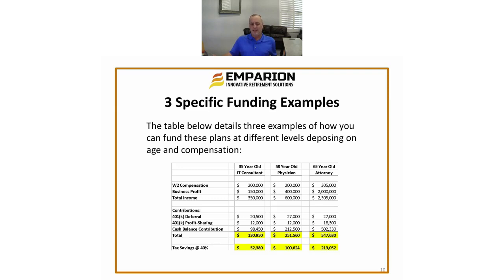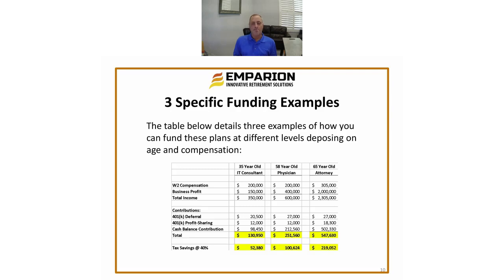$98,450. Again, we can structure this to get a little more in, a little less in, depending on the owner's goals. We can often front-load plans. In this situation, that was a good fit for this owner. In fact, if you look at the $130,000, that pretty darn close comes to wiping out a lot of that business profit there. Tax savings at 40% is $52,000.